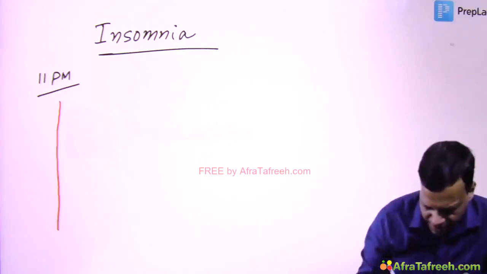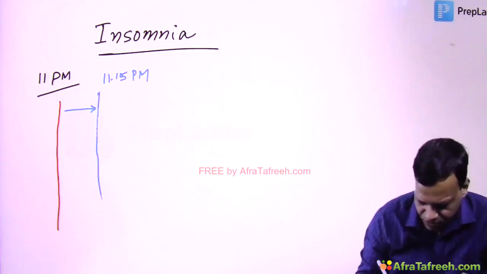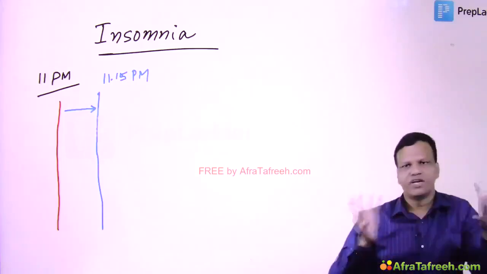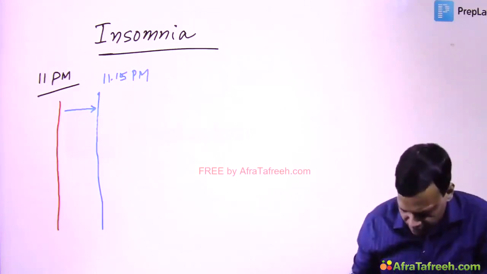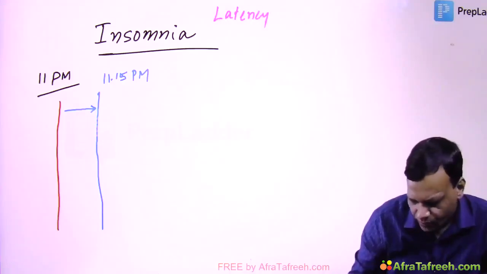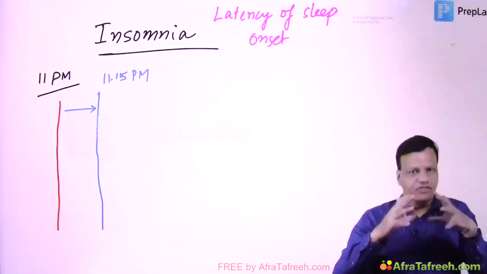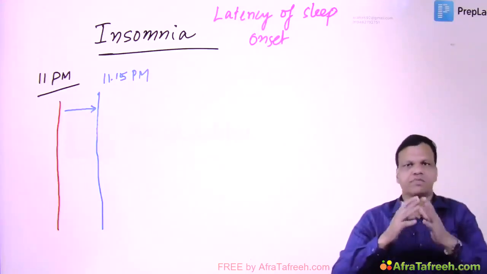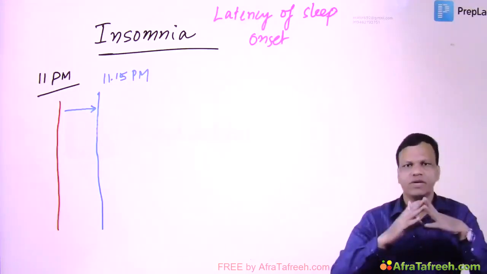So the person has tried to sleep at 10 p.m. and at 11 p.m., at 11:15 p.m. the person sleeps. So this is the normal time. In 10, 15, 20 minutes the person will fall asleep. This time is known as latency of sleep onset. Latency of sleep onset, or in simple words, after how much time after trying to sleep the person sleeps. In a normal person, this is around 10, 15, 20 minutes.